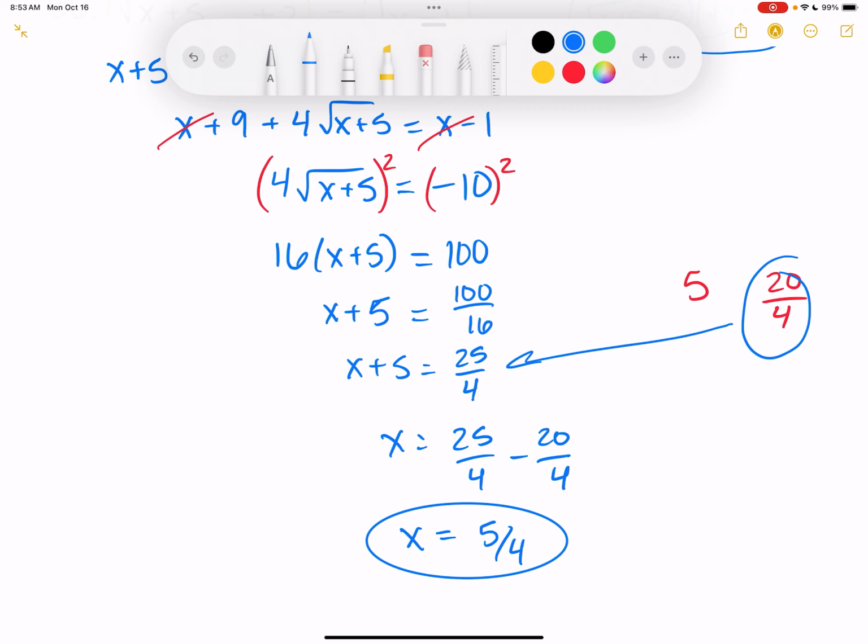All right, and then, let's see. The next one still says to solve the equation, but they give us our exponent as a fraction. So x to the 5 over 4 is equal to 32.